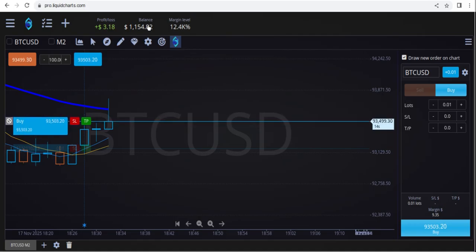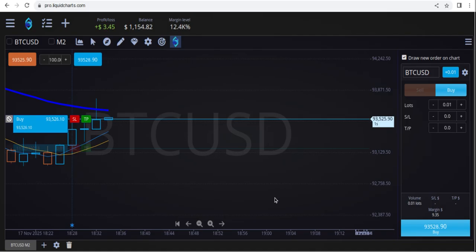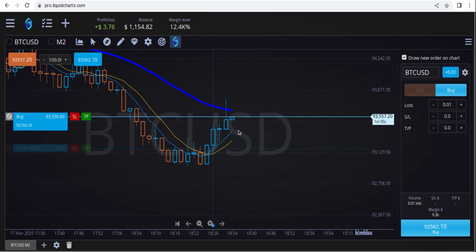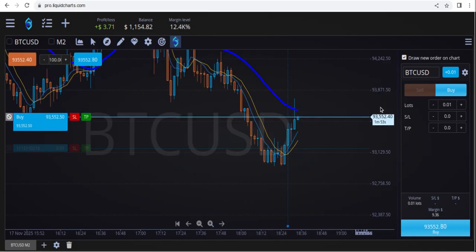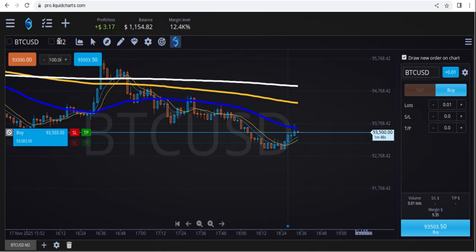So this is a demo account. I told you this. I'm gonna go up on the lot size. I'm gonna show you if you had $1,000. This is the live market, just to let you know. Today's date is the 17th of November. Okay. The next time the blue moving average goes up under the orange moving average, I'm gonna take that trade with a higher lot size.